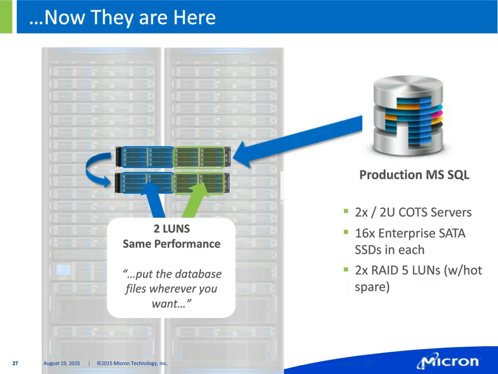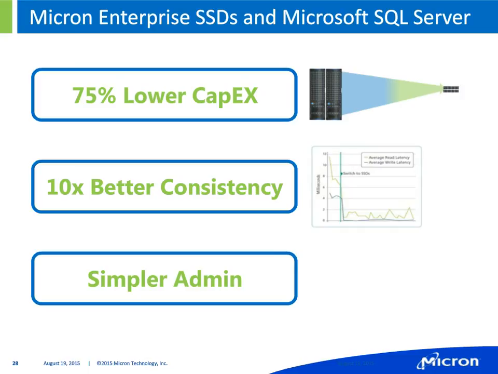They literally take a replacement unit, put it in the system, and it starts rebuilding automatically. I mean, it's just like a hard drive from the support staff perspective. So it's even better. What did they end up with? They ended up making this migration a 75% lower CapEx budget. They got 10 times better consistency in terms of latency reduction and latency consistency, and obviously much simpler administration from both sides of that equation, from the storage admin side as well as from the DBA side.